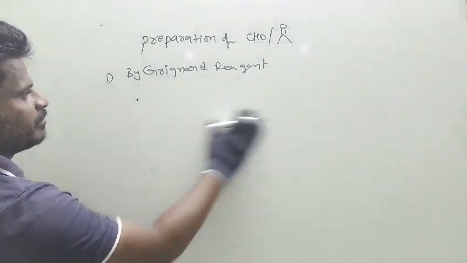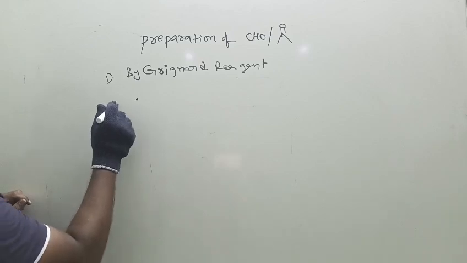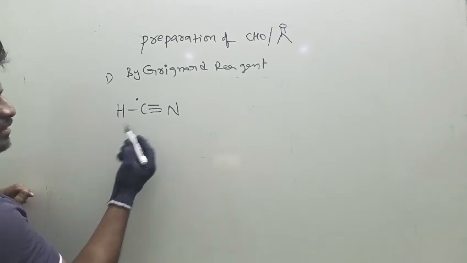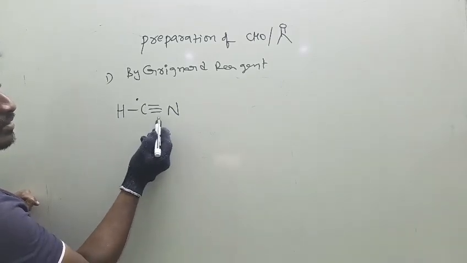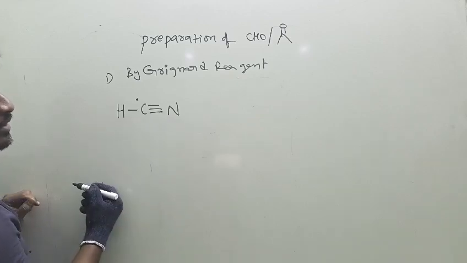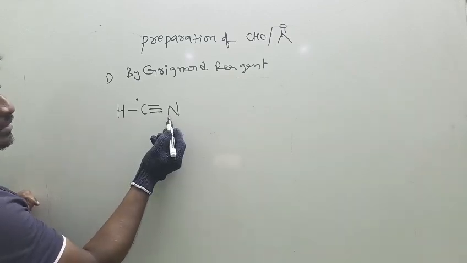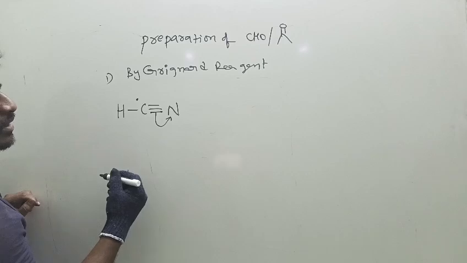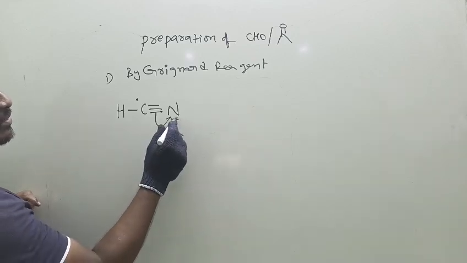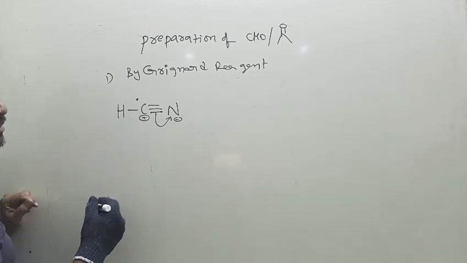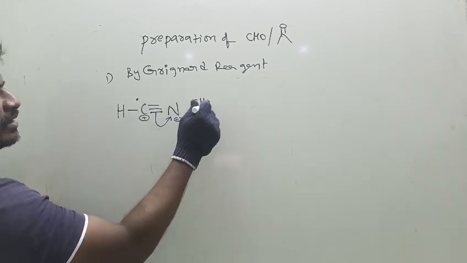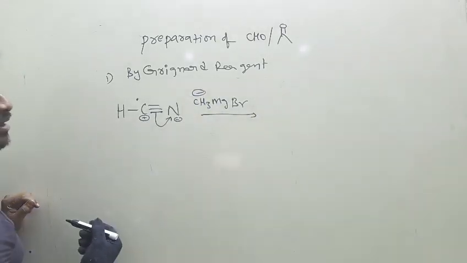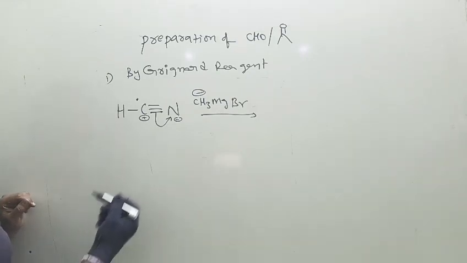Next, for the preparation, Grignard reagent reacts with hydrogen cyanide. In hydrogen cyanide, the bond between carbon and nitrogen is highly polar because nitrogen is a highly electronegative element. Because of that, pi electrons shift towards nitrogen, nitrogen gains negative charge and carbon gains positive charge. When this compound reacts with methyl magnesium bromide, which is a nucleophile, it releases the methyl anion.